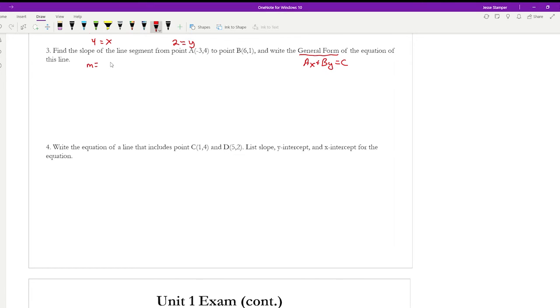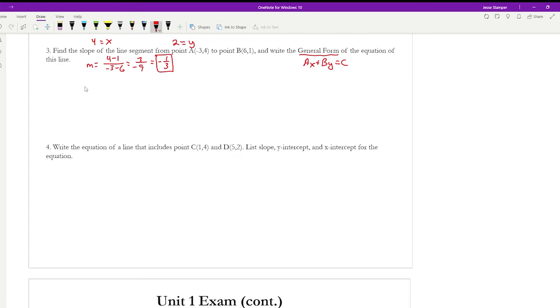Okay, slope is y minus y over x minus x. It's rise over run. So we'll put 4 minus 1 over negative 3 minus 6. That gives me a positive 3 over a negative 9. 3 over 9 reduces down to 1 over 3, and the whole thing is negative. So there's the first part of what I'm looking for. Negative 1/3 is the slope.